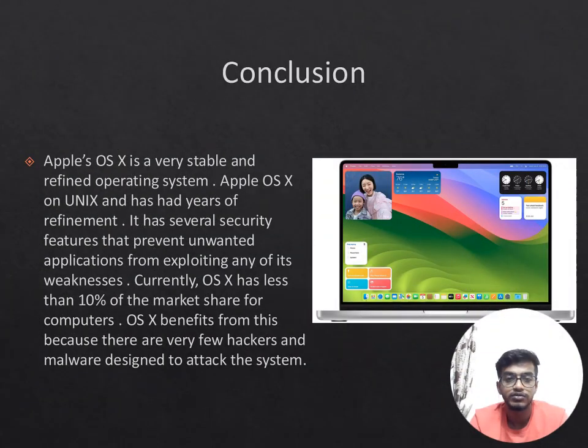Conclusion: Apple's OS is a very stable and refined operating system. Apple OS X is built on Unix and has had years of refinement. It has several security features that prevent unwanted applications from exploiting any of its weaknesses. Currently, OS X has less than 10% of the market share for computers. OS X benefits from this because there are very few hackers and viruses designed to attack the system.